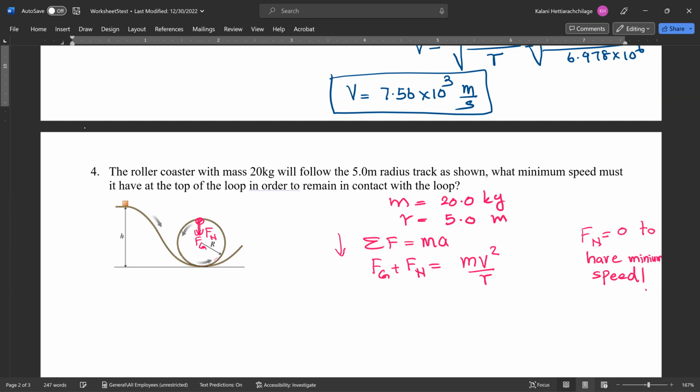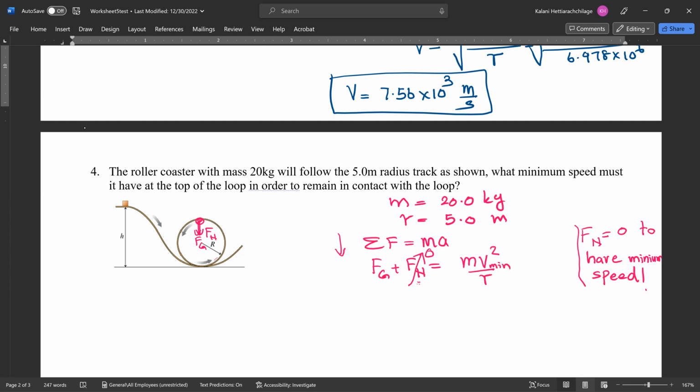You understand what I'm saying? If N equals 0, then you can have the minimum speed. But if N is there, then I have a larger speed than that. I need to make this 0 to find the minimum speed. In that case, the velocity will be minimum.